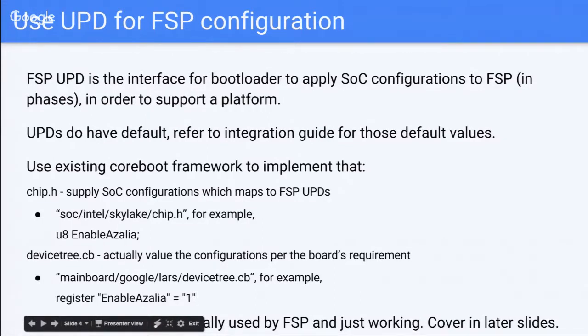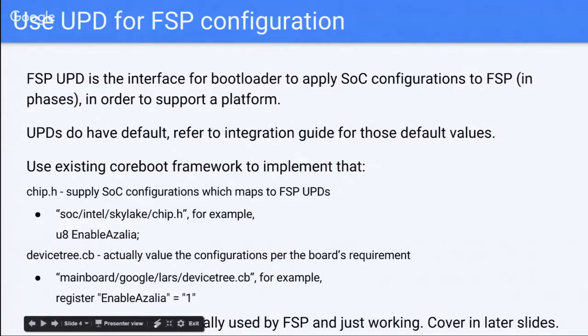How do we implement in coreboot the use of UPD, for FSP to consume? We use the existing coreboot framework to do that, right? So chip.h will supply the SoC configurations, which map to the FSP UPDs. If you look at the chip.h under soc/skylake, there's a big list of configurations that actually map to the FSP UPDs. I have an example there. And where do you configure those items? Devicetree.cb, of course.